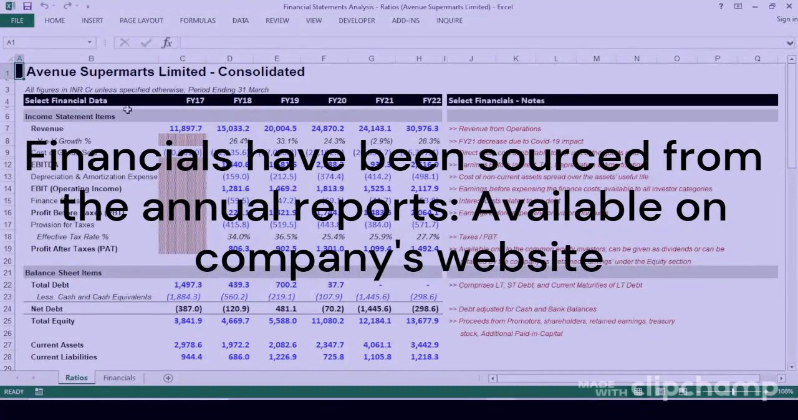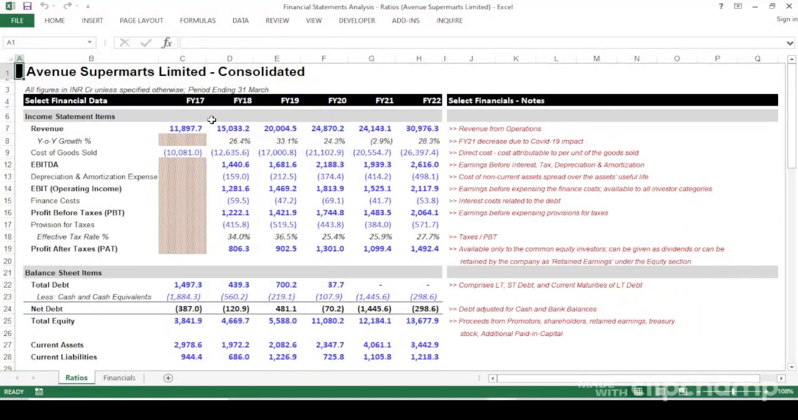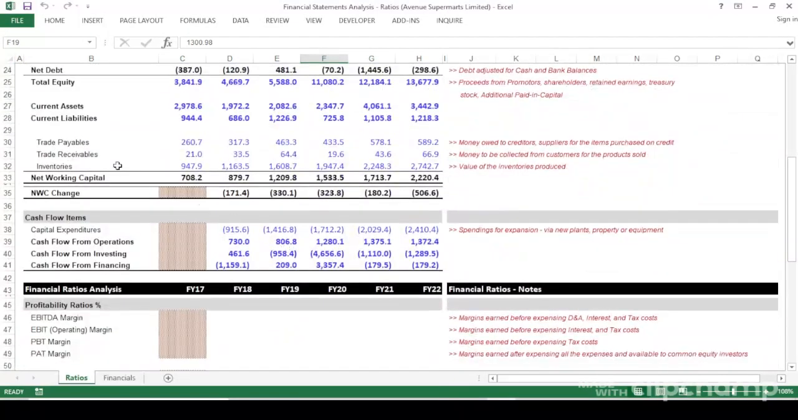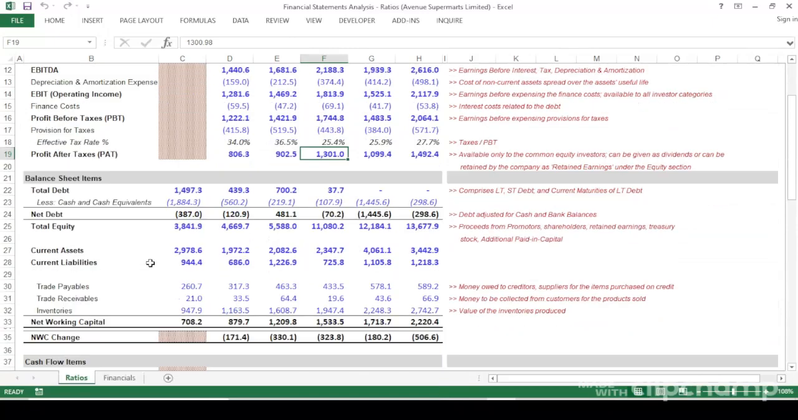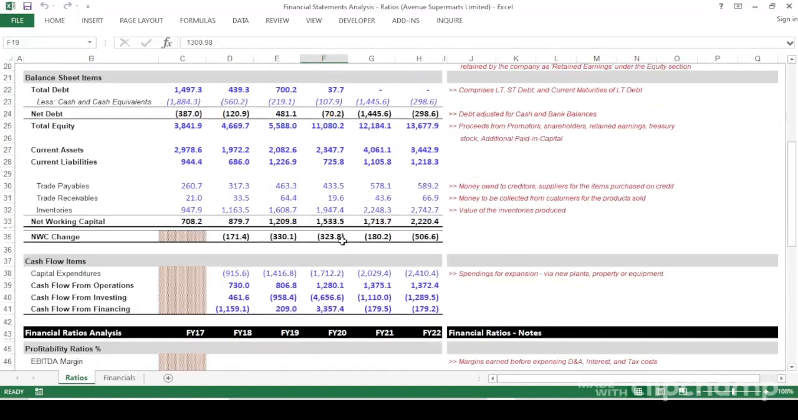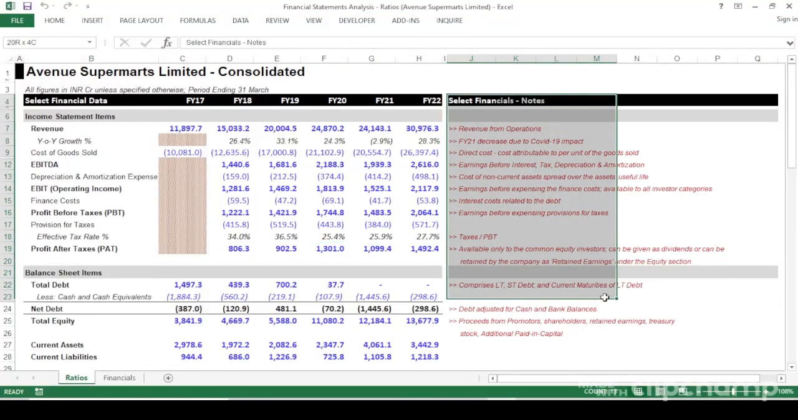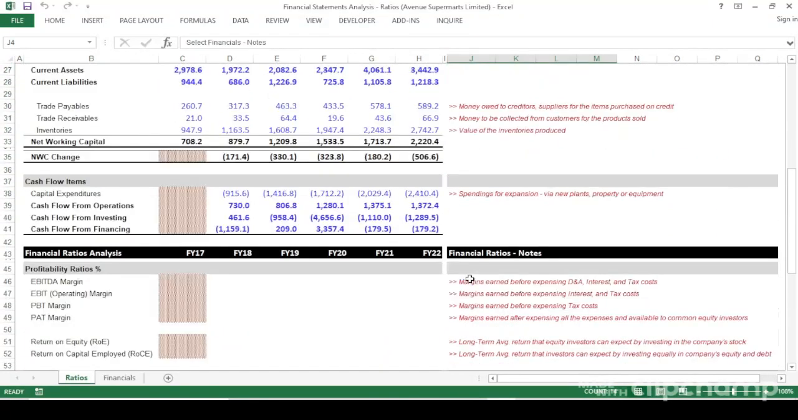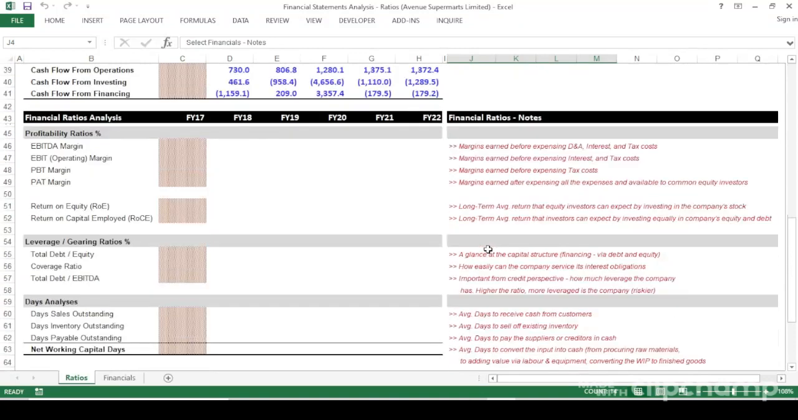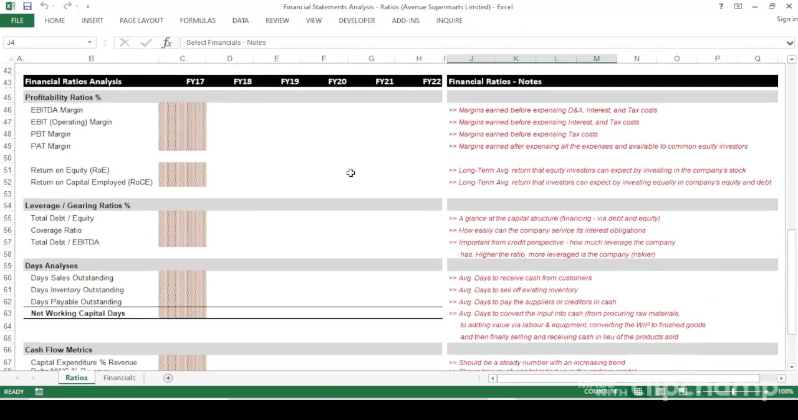I'll start with the income statement first of all. I have taken select financial data from the three financial statements: the income statement, the balance sheet, and the cash flow statement. Along with these financials, I've also given some notes for your reference. And below we have certain ratios that we'll calculate.